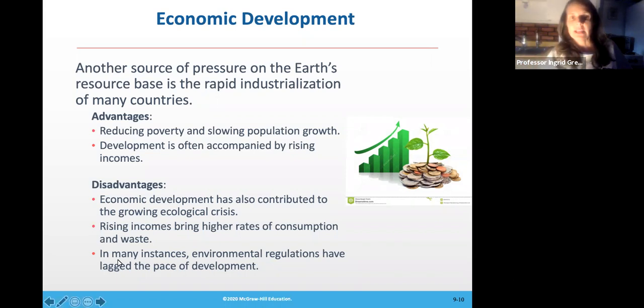And the last one is, in many instances, environmental regulations have lagged the pace of development. We'll study that in this chapter as well: what are the environmental regulations that exist today globally? As a whole, they lag the pace of development. In this example, Mexico has somewhat limited environmental regulations.